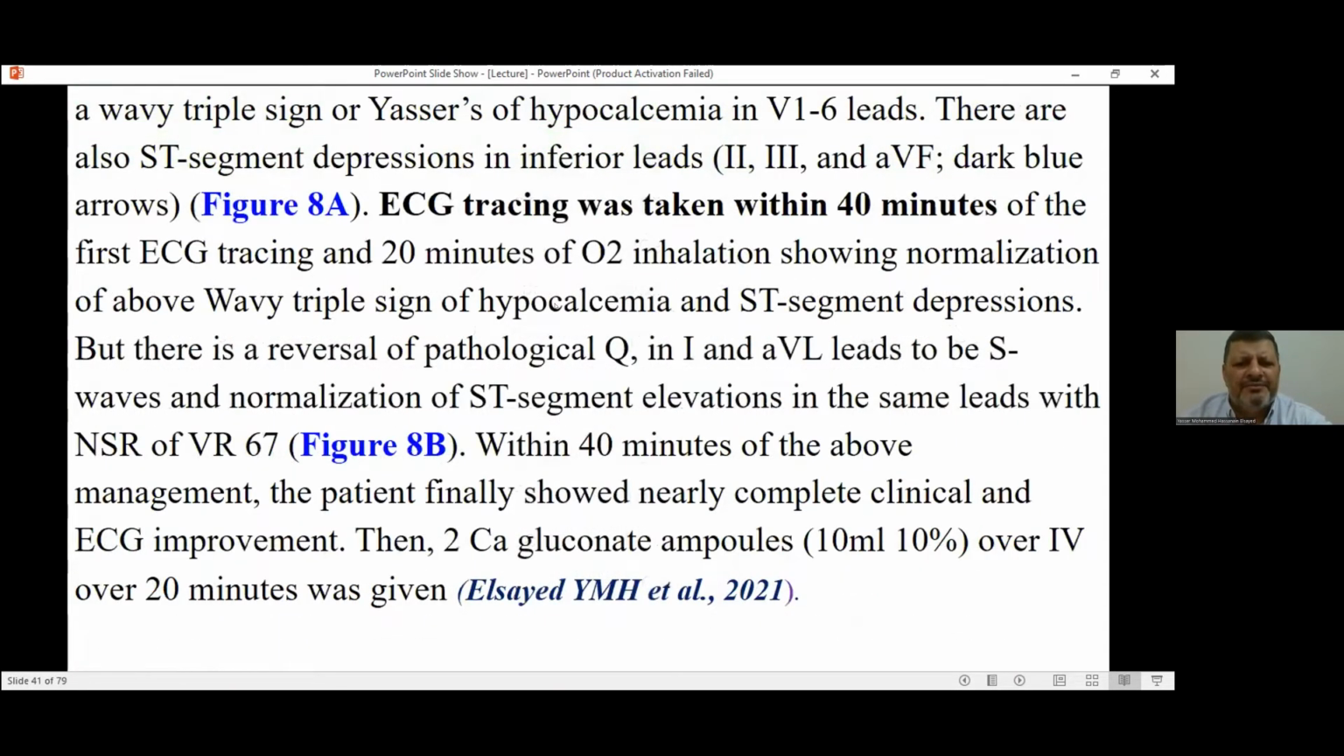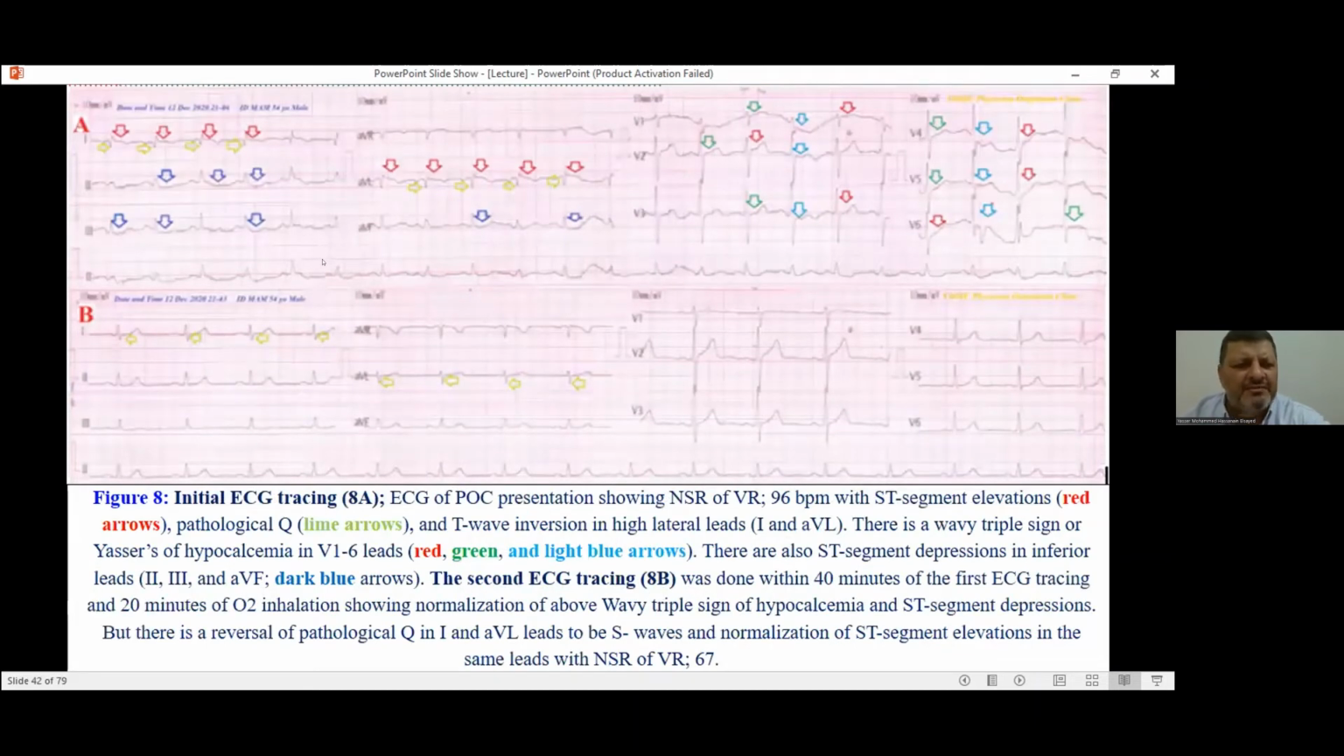Here, as you see, there is a strange sign in the ECG. Like high lateral MI, there is ST segment depression in leads 1 and aVL, with widespread ST depression, as you see here in leads 2, 3, and aVF, and also a wavy triple sign here in V1, 2, 3. Only after complete oxygenation is there improvement of the ST segment of the high lateral mimic myocardial infarction, with disappearance of all ST segment changes.